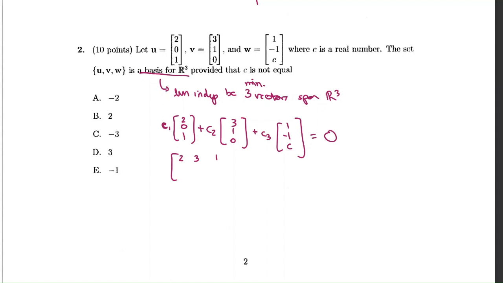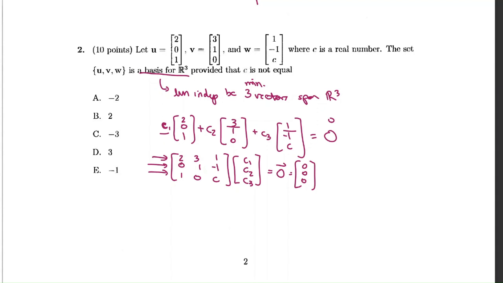So what you can do is write this in augmented matrix form. If we expand this out, we get 2C1 plus 3C2 plus C3 equals 0. And so when you write that in augmented matrix form, you have 2, 3, 1, 0, 1, negative 1, and 1, 0, C, equal to 0, 0, 0. Now that we have this, we just need to row reduce to see that the resulting pivot entries show that there are no free variables in this system.